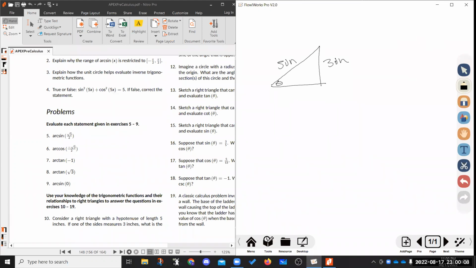So we need this missing side since we need opposite and adjacent. This is a 3, 4, 5 right triangle. So the tangent of that angle is 3 to 4, or 3/4.